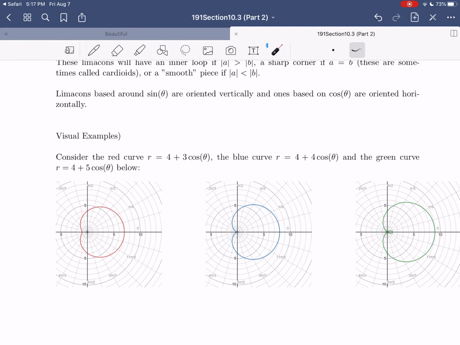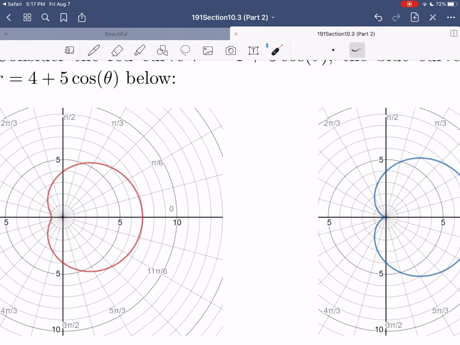Here's three examples to explain what we mean here. Here's 4 plus 3 cosine theta in red, 4 plus 4 cosine theta in blue, and 4 plus 5 cosine theta in green. You'll notice that each of these is horizontally symmetric, meaning that if you cut them in half, the top and bottom are exactly the same. You will notice that for 4 plus 3 cosine theta, if you zoom in here, you have that nice smooth bump. It comes in here, hits that minimum radius, and then smooths back out. It's a smooth piece there.